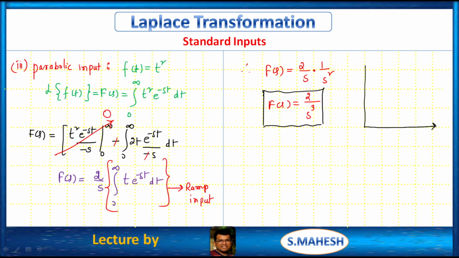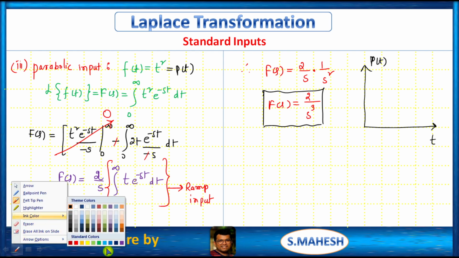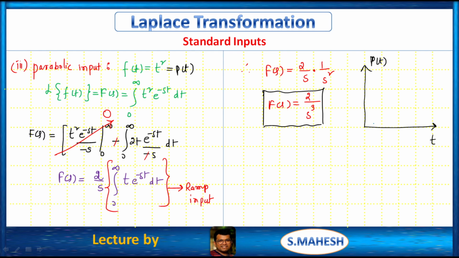For this, what we are having? This is t, this is what? Which is equals to, can we write p of t? Then what is the graph now? Obviously we are going to get a parabola, right? t is increasing but p of t is nothing but t square. Obviously we are going to get like this. This is parabolic input.